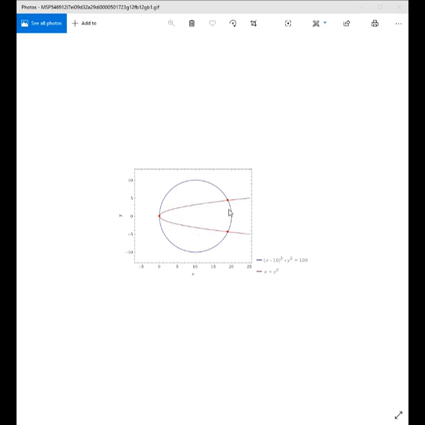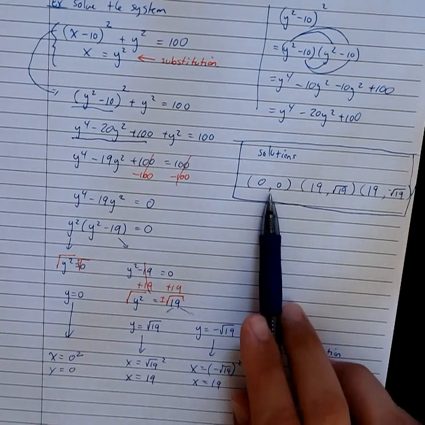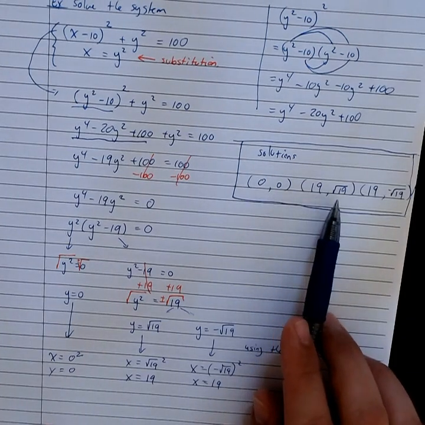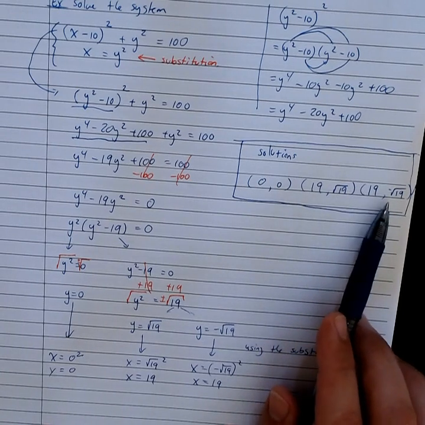So here, if you have these 2 equations, notice that they are very different, but they do cross in a few different places. Here, that would be 0, 0. That would be 19, negative square root of 19. And that would be 19, positive square root of 19. So this graph confirms what we saw in our solutions. We have 3 different solutions, which are 0, 0; 19, square root of 19; and 19, negative square root of 19.